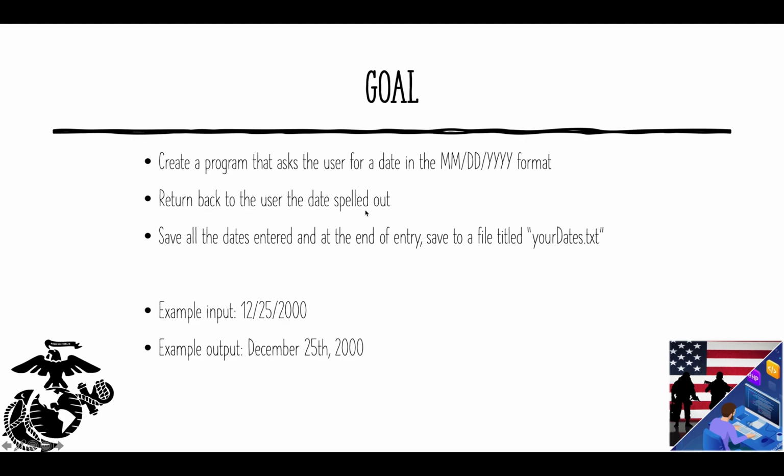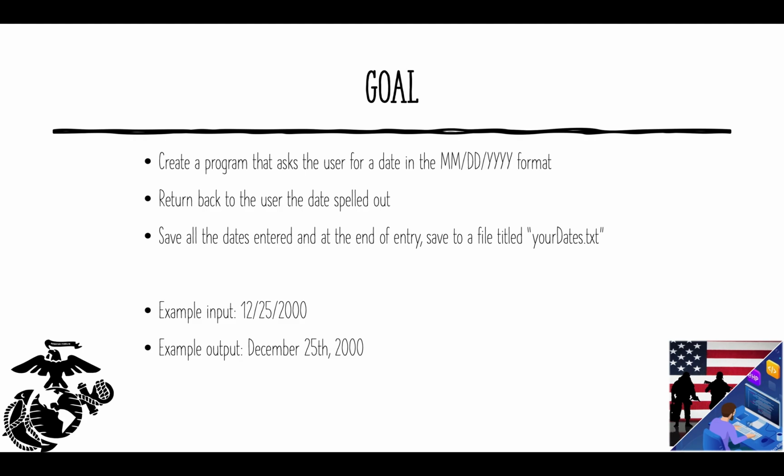So we want to create a program that asks the user for a date in the following format and then returns back the date spelled out, and it will save all the dates into a data structure, and then at the end it will write it out to a txt file. So our example input being 12/25/2000, our example output will be December 25th, 2000. So this sounds like it's going to be really easy, but there are a lot of edge cases, which is why I picked this kind of project.